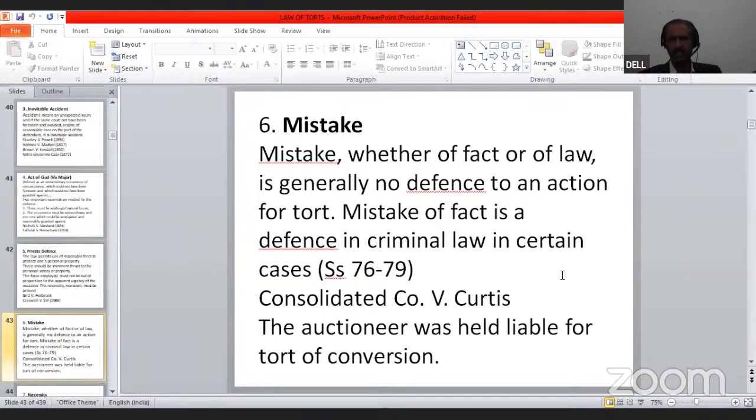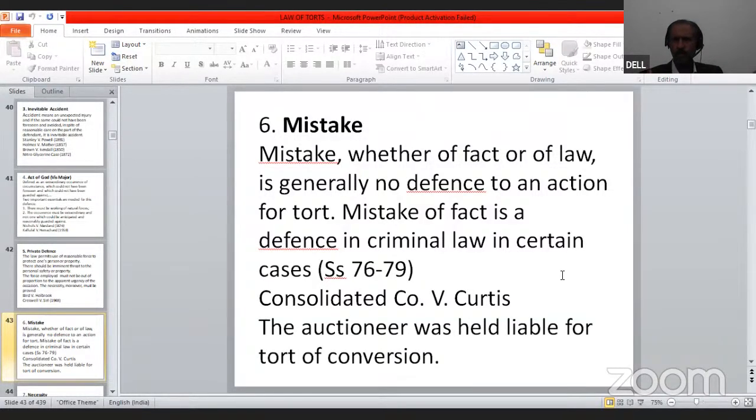So here I will take only one case, Consolidated Company versus Cooties, of course. In it, an auctioneer received the property and auctioned it, and the sale proceeds were given to a person. But the very next day, the original owner comes and questions how you put it into auction. You were not able to identify who is the original owner of the property. So you are negligent and you are responsible. So the case was filed against the Consolidated Company, the auction company. One who auctions is called an auctioneer. So the auctioneer was held liable for the tort of conversion in this case. What they said was, honestly, I believed that the person who brought the property was the owner. We presumed that.